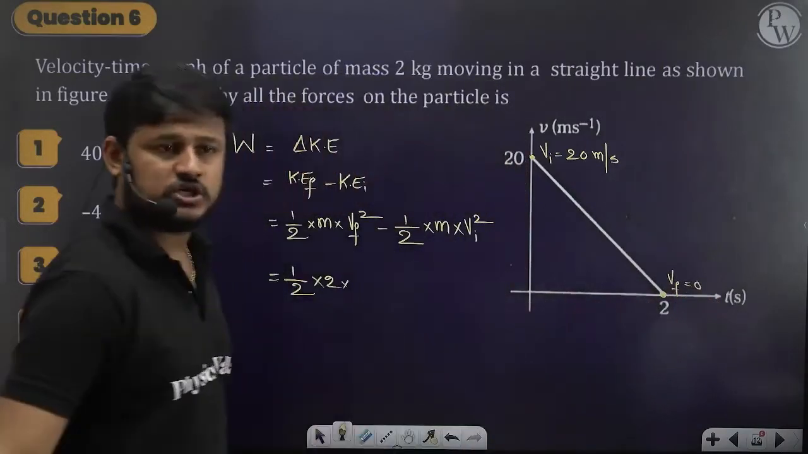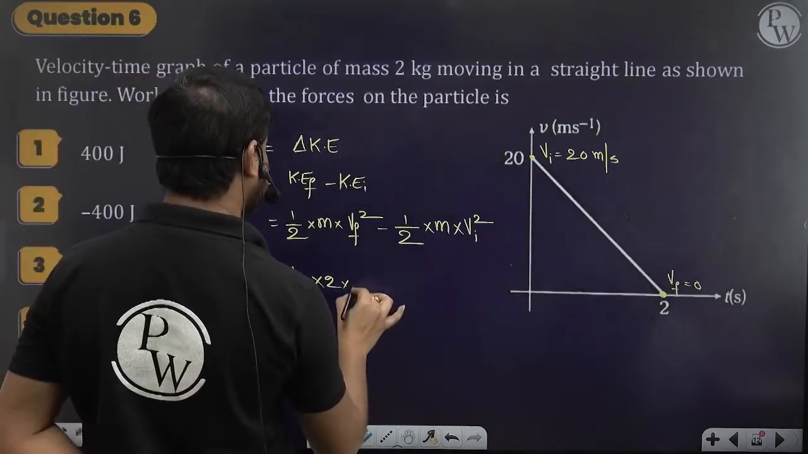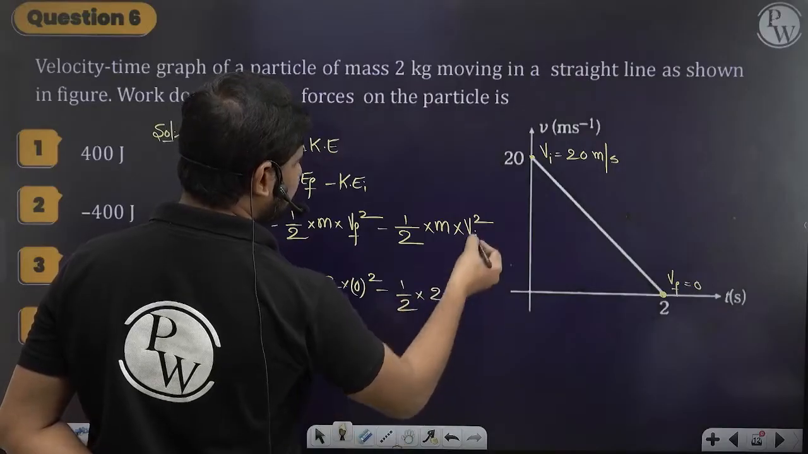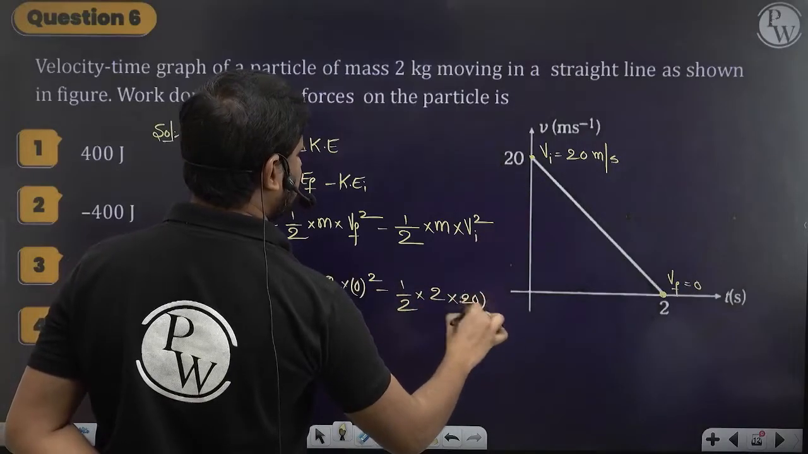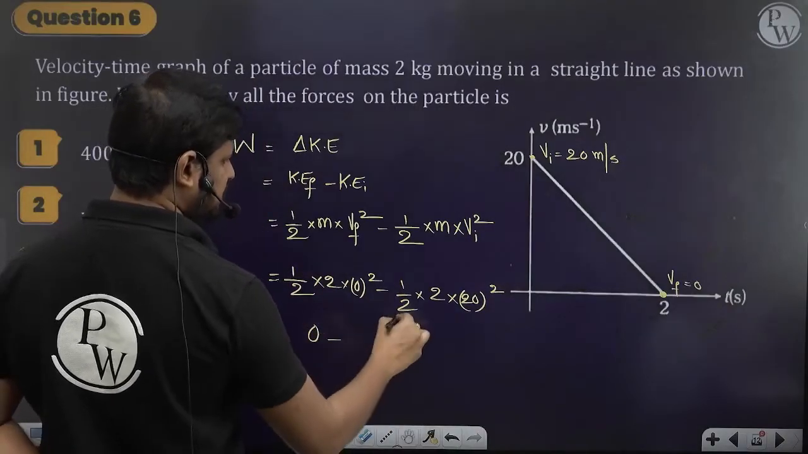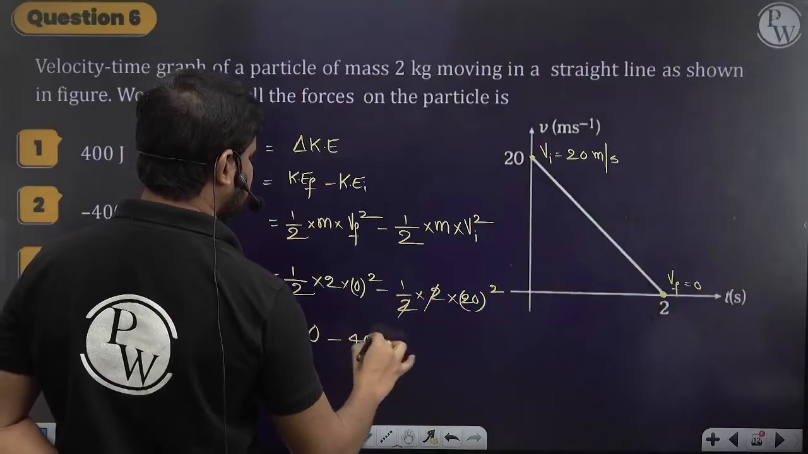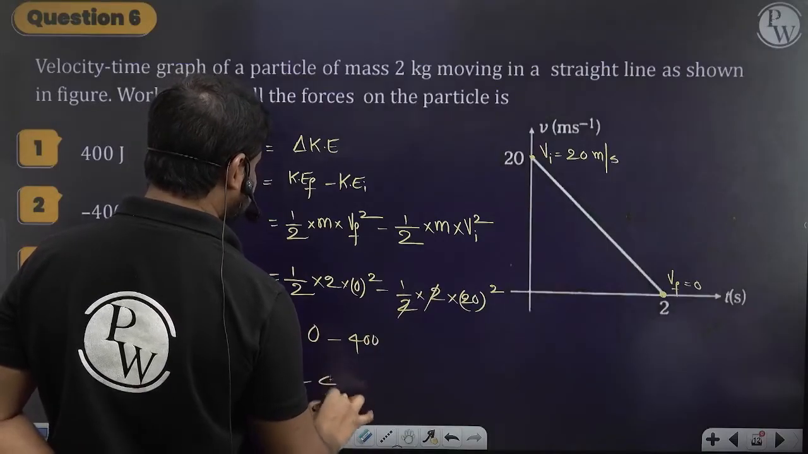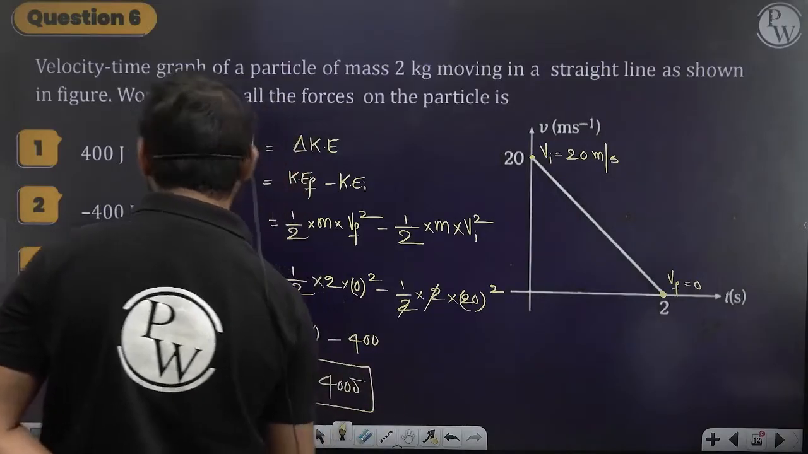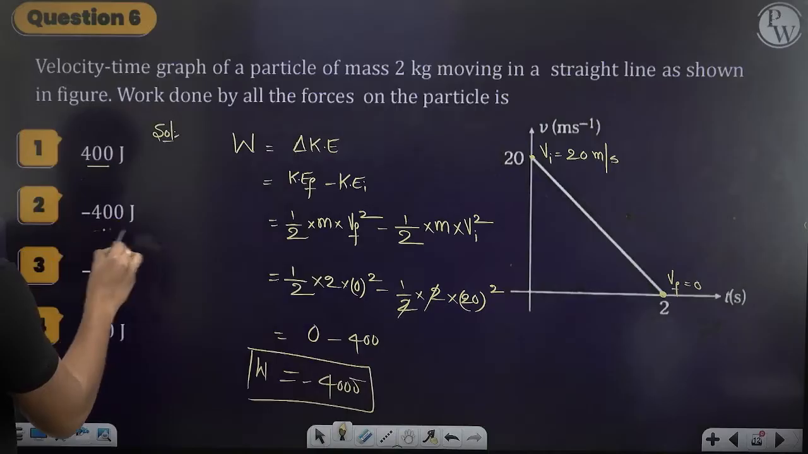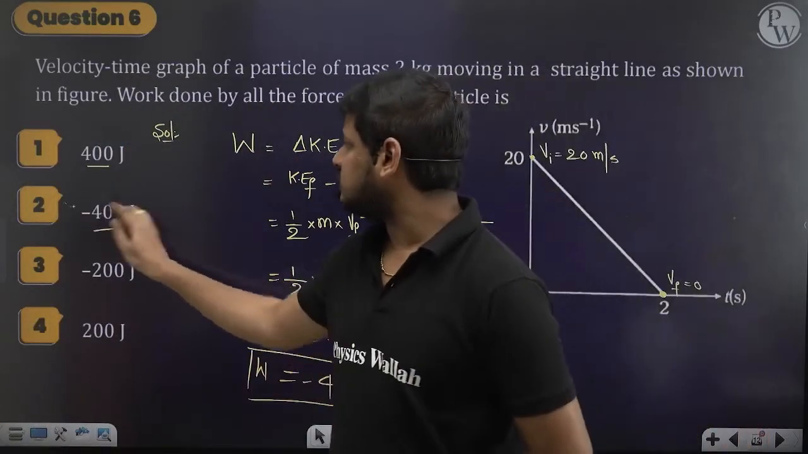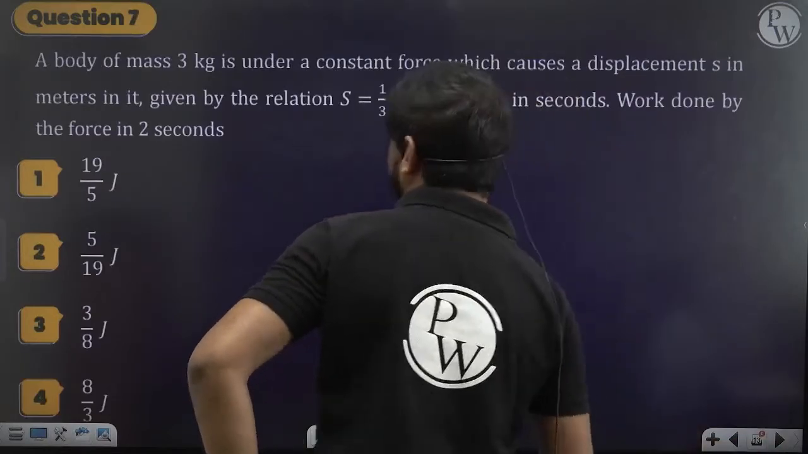So the V final you can substitute 0 whole square minus half into mass is 2 kg, V initial is 20 whole square, right? So here 0 is 0 into something 0. So here 2 cancel. This is going to be 400. 0 minus 400 is minus 400 joules is the work done. So therefore the total work done is minus 400 joules. You have to take care of the sign as well, guys. So here the correct option is this. Let's go for the next question, guys.